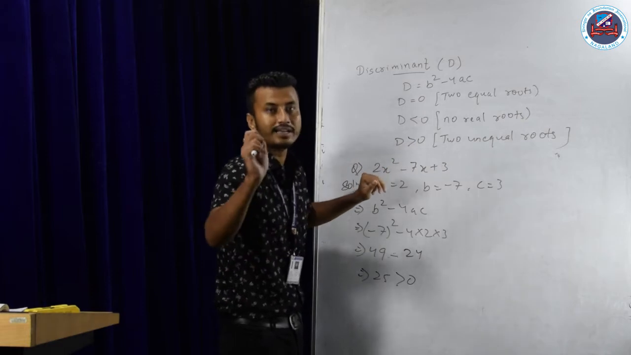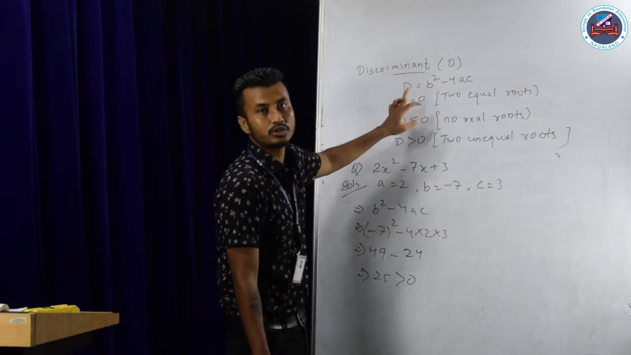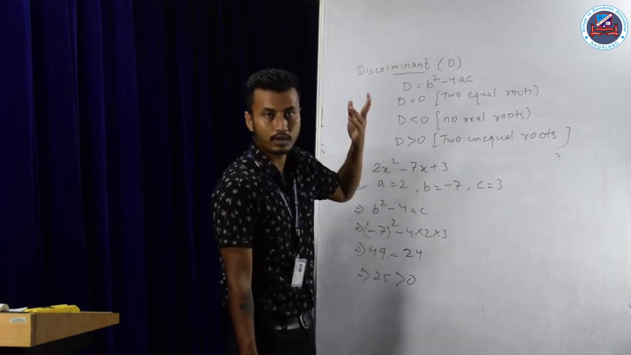A quadratic equation can be solved only if D is greater than 0 or D is equal to 0. If D is less than 0, you cannot solve the question.